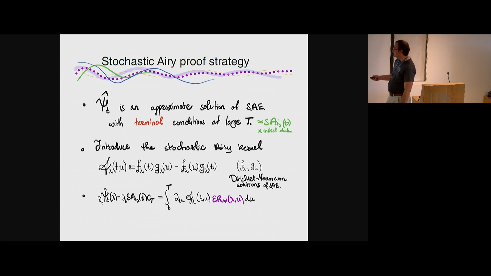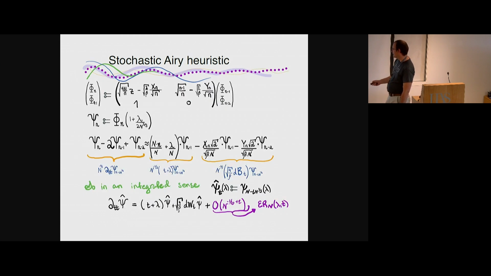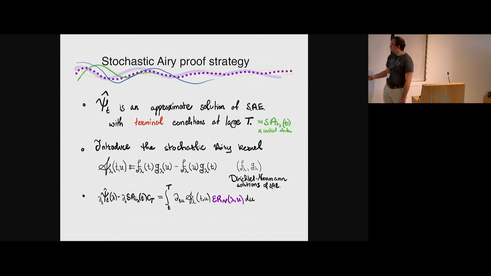So this psi t hat, just to remind you, is the renormalized characteristic polynomial, and then you rescale time to be n times t to the n to the 1/3. So this is really an approximate solution of the stochastic Airy equation, and if you work out how the time is set up, you have a terminal condition at large time, and you are running this backwards. So that's good.